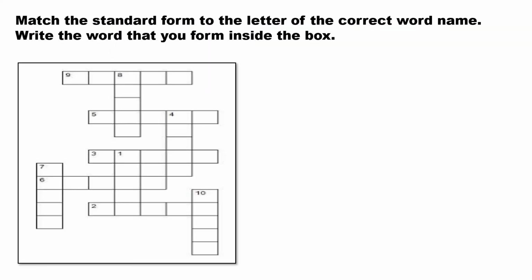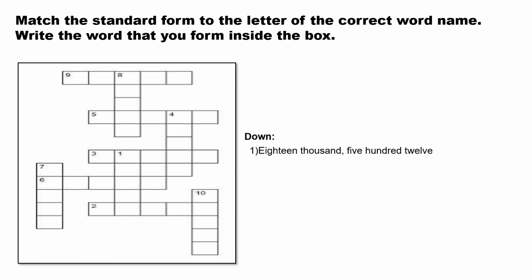Okay, word name muna tayo. Sabi sa directions, match the standard form to the letter of the correct word name. Then, write the word that you can form inside the box sa puzzle. So, number 1, down. Pababa daw. Hanapin natin yung 1. Ito yung 1.